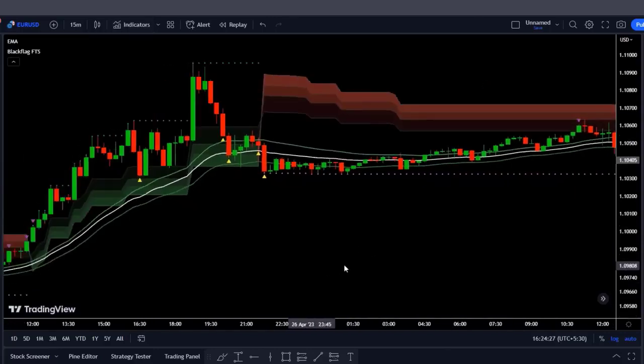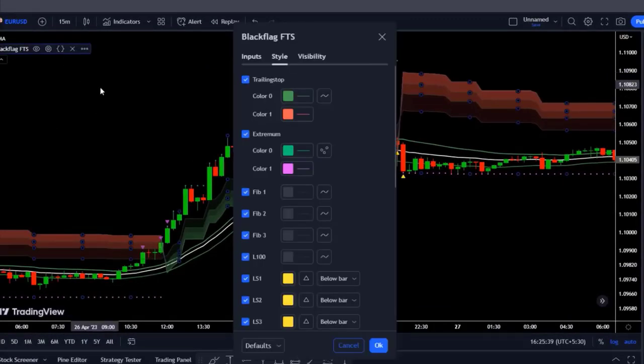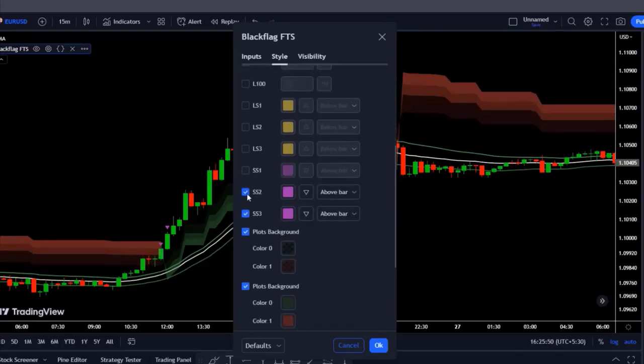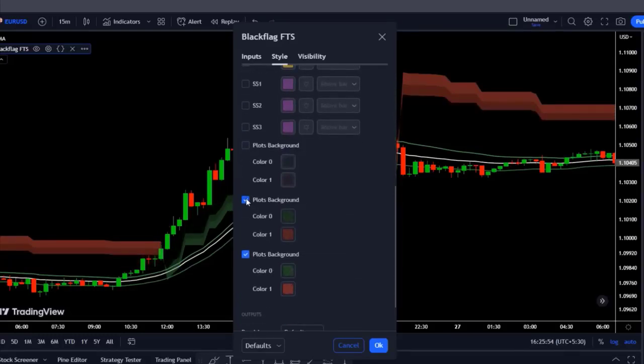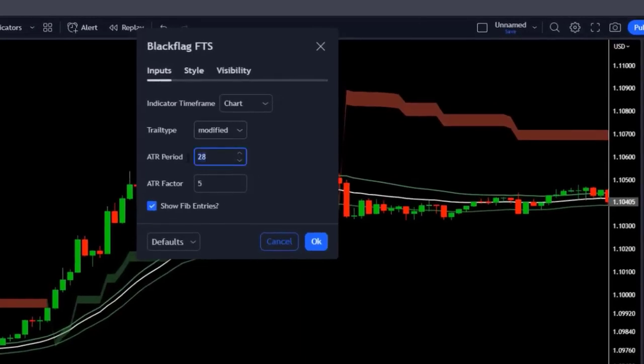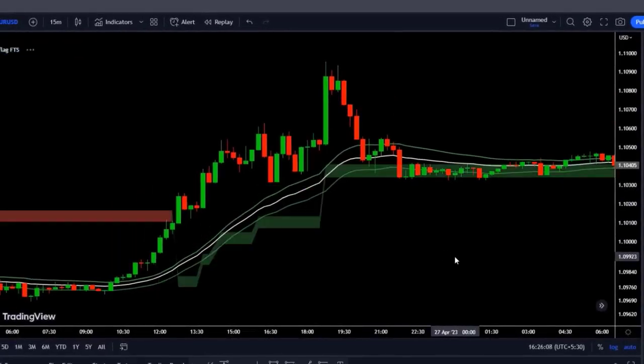To make the most of the indicator, we must open the settings of the indicator and change some things up so that the indicator can become more optimized and efficient for our strategy. First, in the style tab we disable the sum option. Next we move to the input section, and from there we change the ATR period to 200 and the ATR factor to 8. That's it. Now we can click on OK and close the tab.